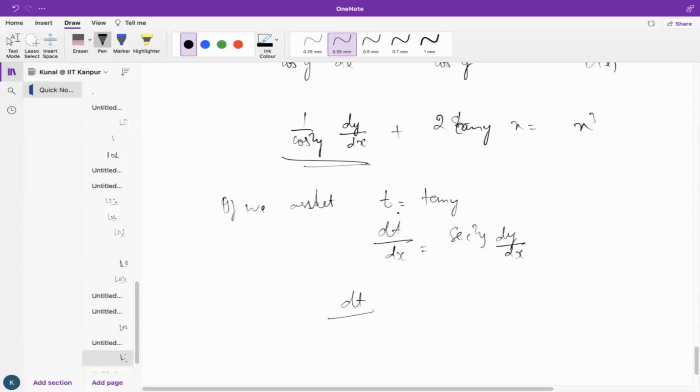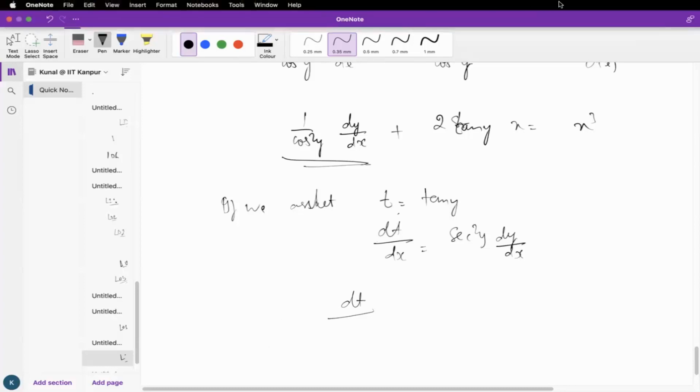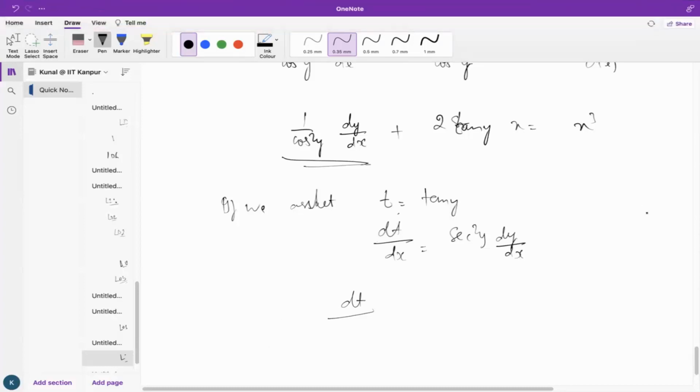If I substitute t is equal to tan y, is this clear? If I just substitute tan y as t, then dt by dx will be sec square y dy by dx, right? We can write that whole term as dt by dx, right?